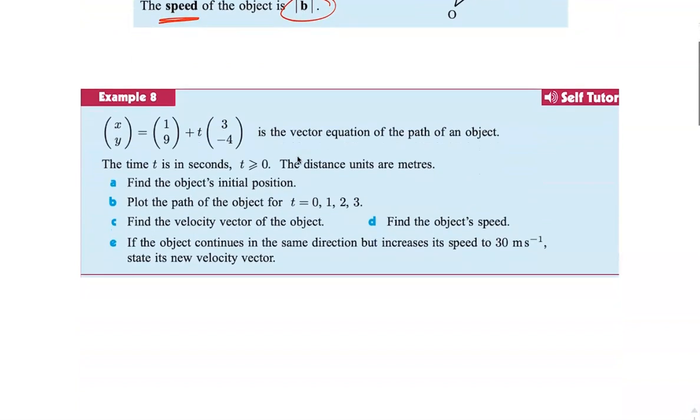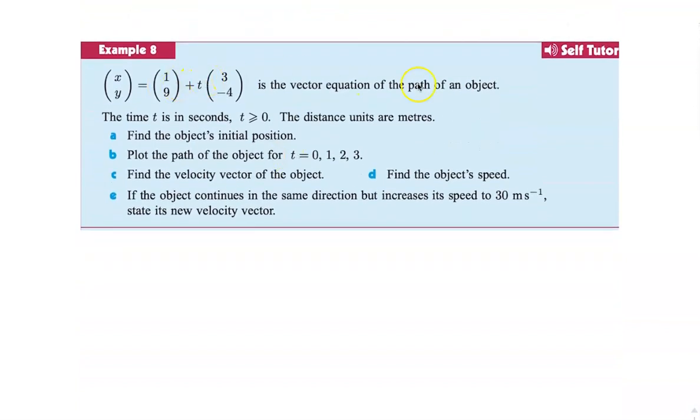So let's do an example. So here's our vector equation. So that tells us the path of an object. Find the object's initial position. Well, you could plug in 0 if you wanted to. But that's really all it's going to do is get you this point right here, my initial point. So my initial position is going to be 1, 9.